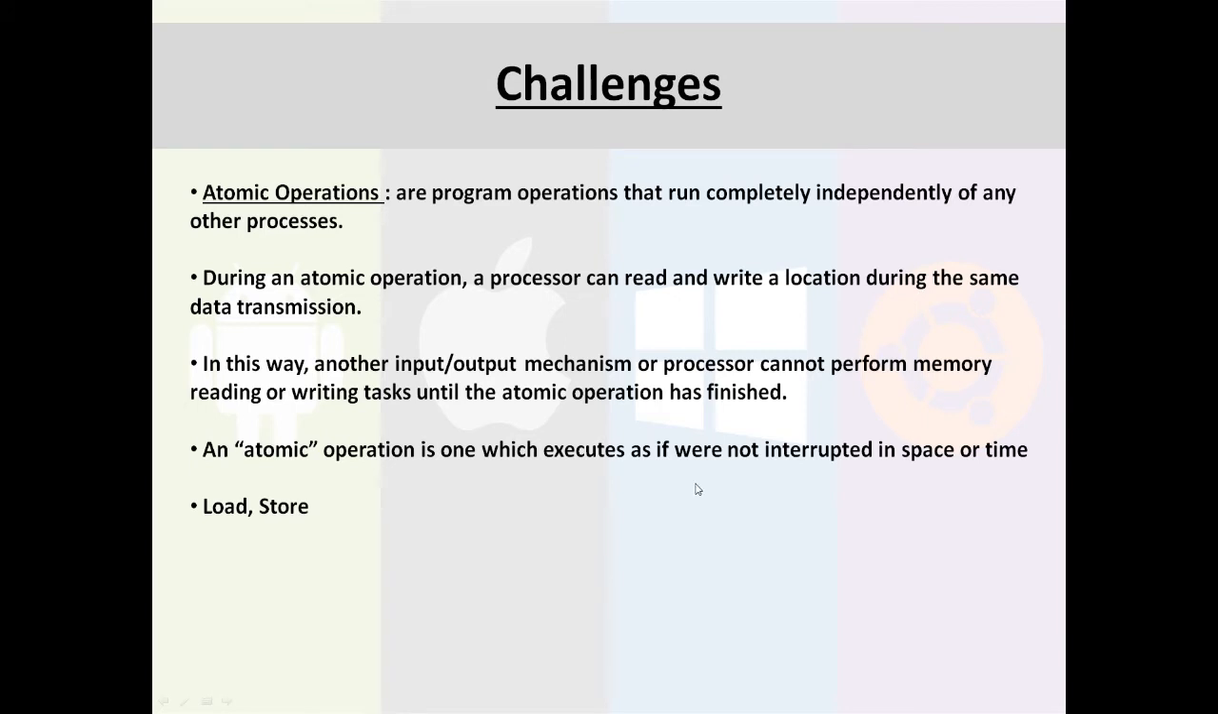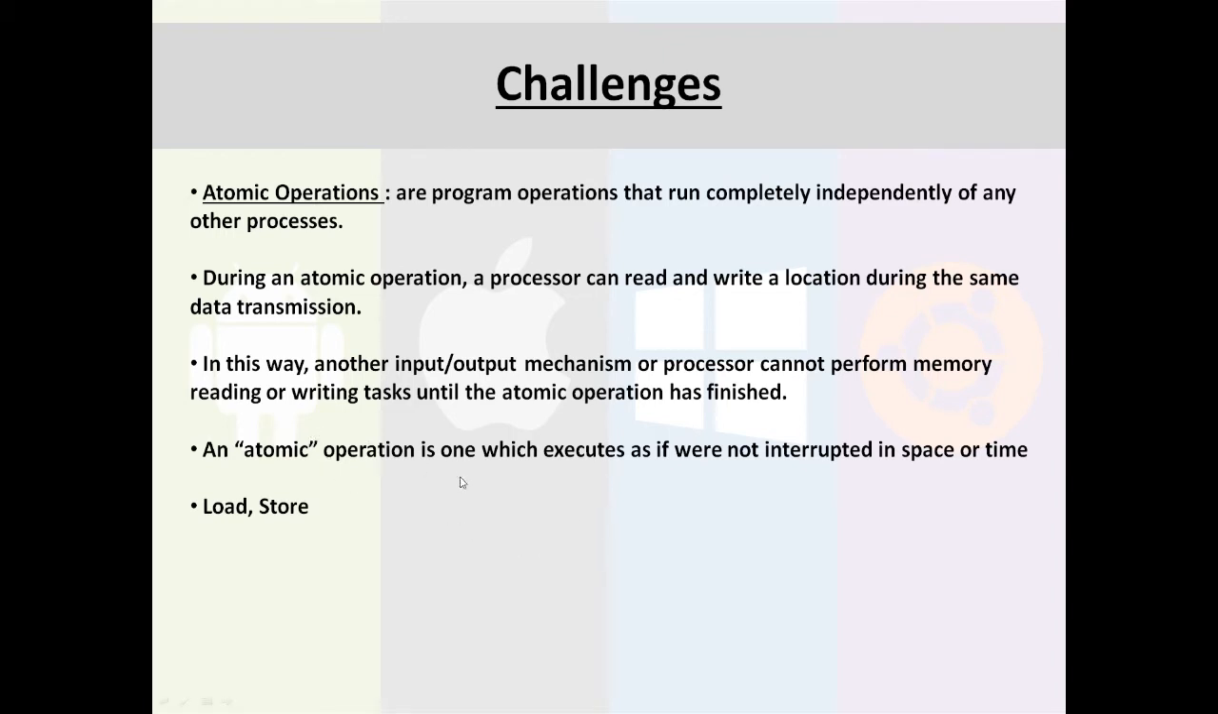Now, one thing that we can actually utilize in order to solve these problems, and they'll be coming up quite a bit, is atomic operations. Now, atomic operations are program operations that run completely independent of any other process. And during an atomic operation, a process can read and write a location during the same data transmission. So what that means is that during this atomic operation, we can perform a single read and write in one time step. So at the same time, basically.